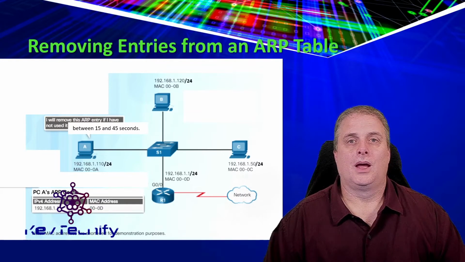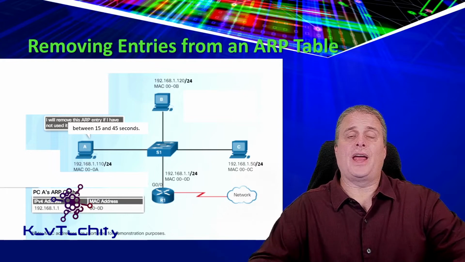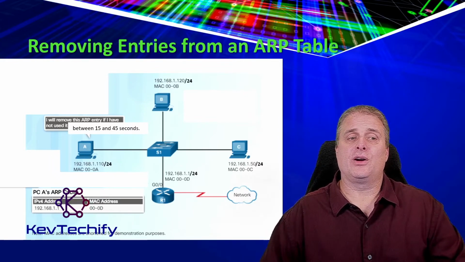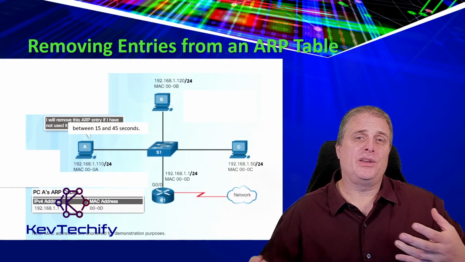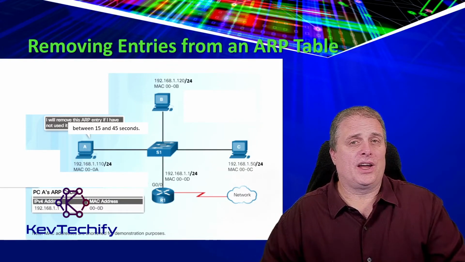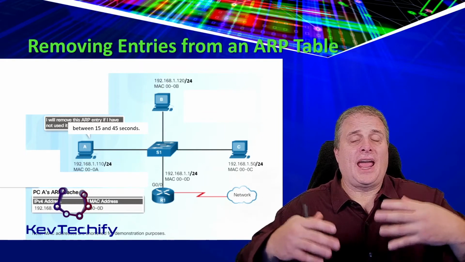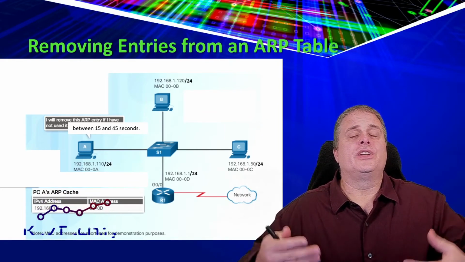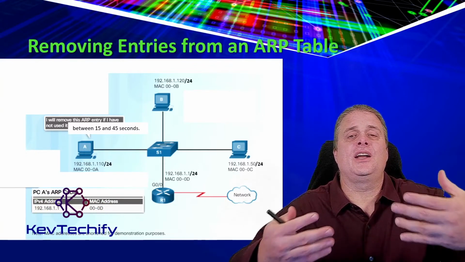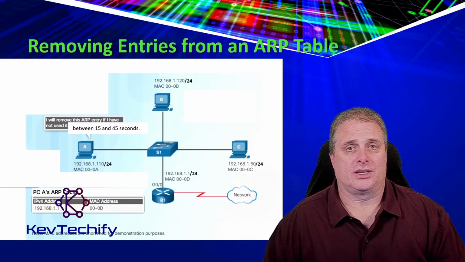ARP table entries get removed after a period of time. It's up to the operating system and the IOS, but typically it happens between 15 and 45 seconds. If during that 15 to 45 seconds that ARP cache isn't used, it's going to delete that. And what happens if it needs it again? It repeats that entire ARP request process.